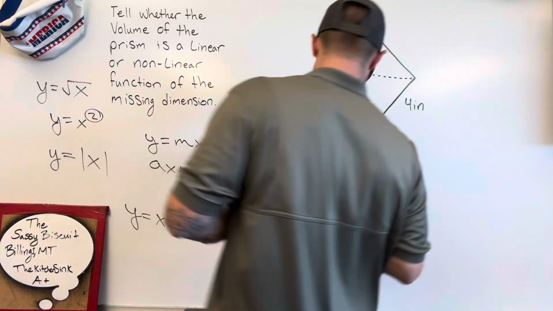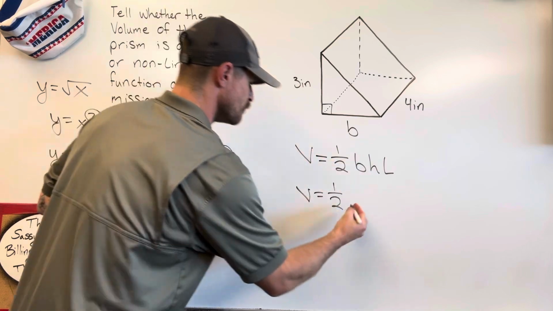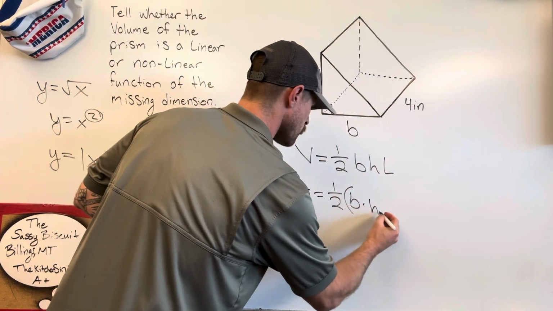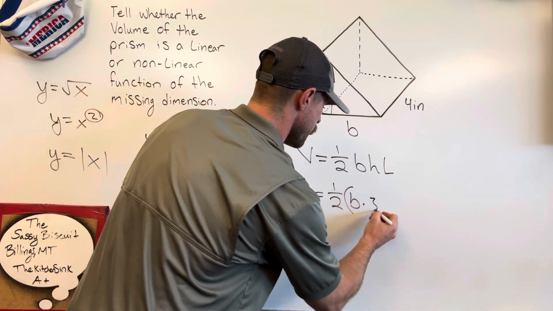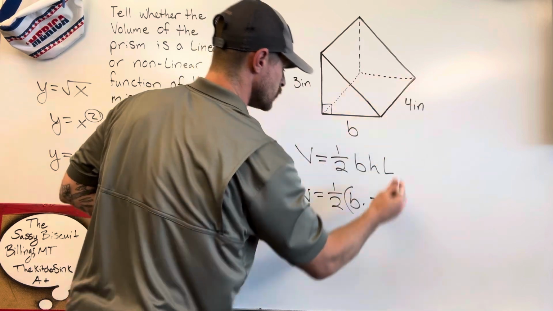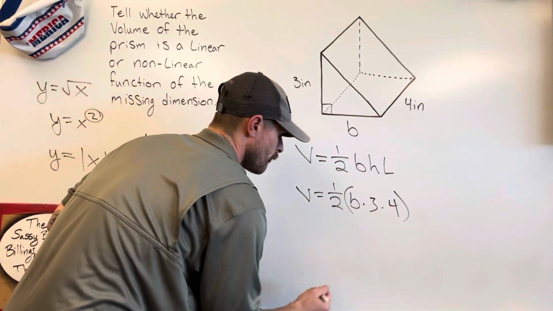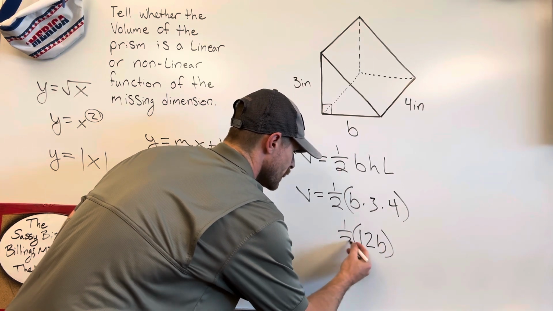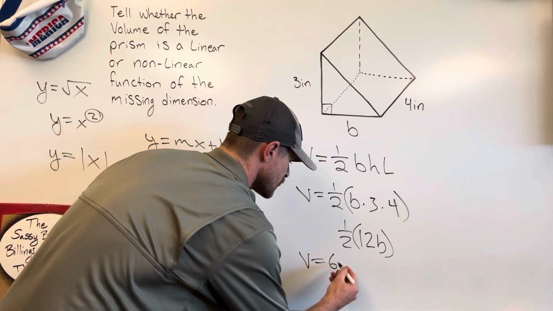So volume is going to be equal to 1/2 times our base. Our base in this case is b, times h, which is 3, times our length, which in this case is 4. 3 times 4 is going to give me 12. So now I've got 12b inside the parentheses here. We're going to multiply that by 1/2. Half of 12 is 6. So V is equal to 6b.